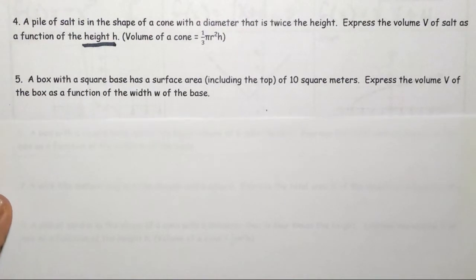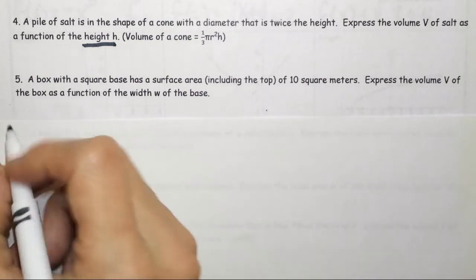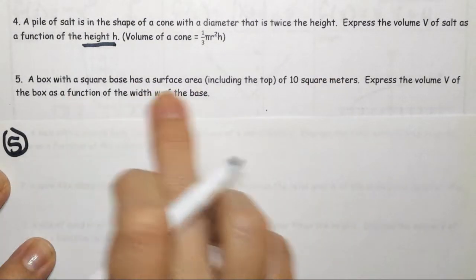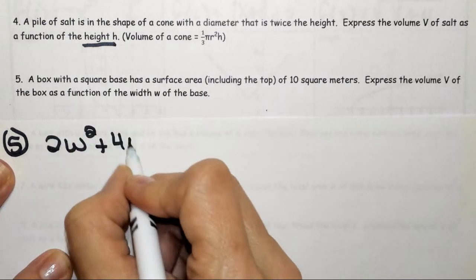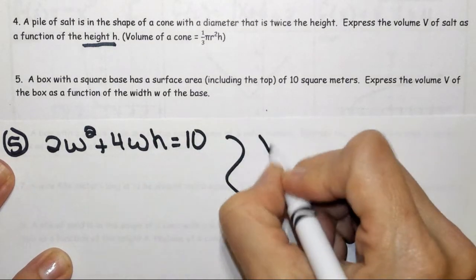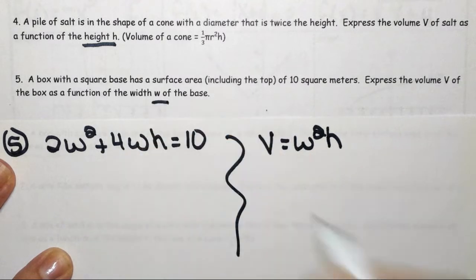So on number 5, a box with a square base has a surface area including the top of 10. Again, we're going to start with the value. So they gave me the surface area of a top. So 2w squared plus 4wh equals 10. And they want the volume, and they want the volume in terms of only w.